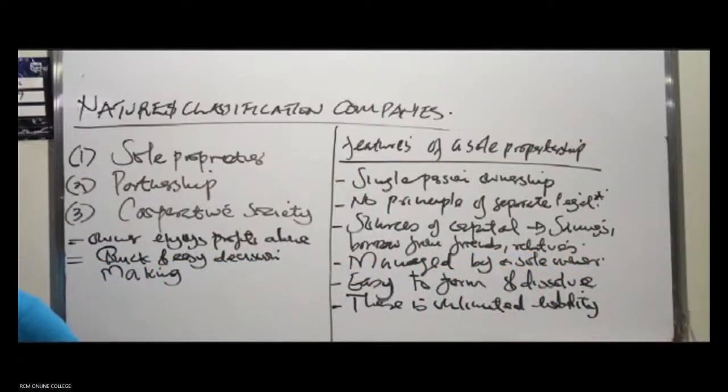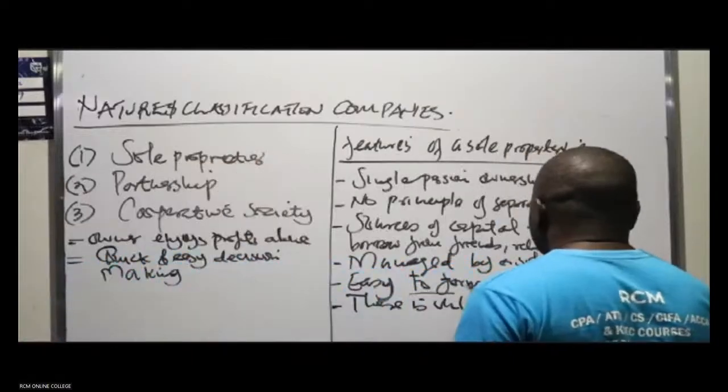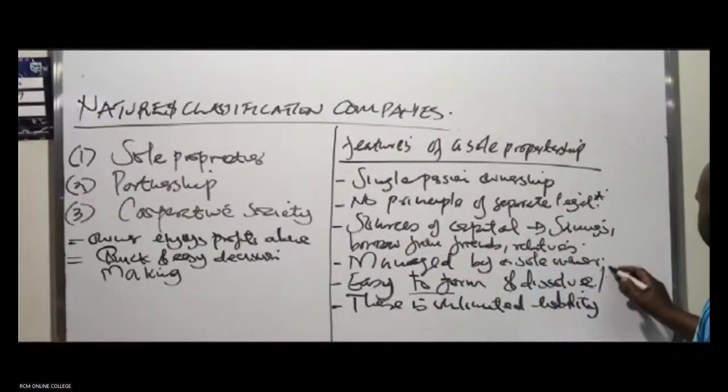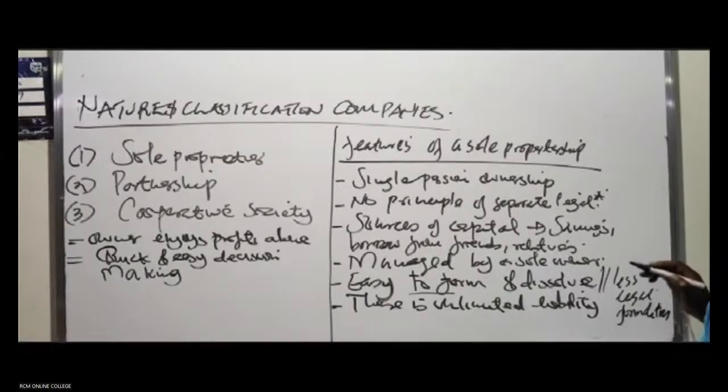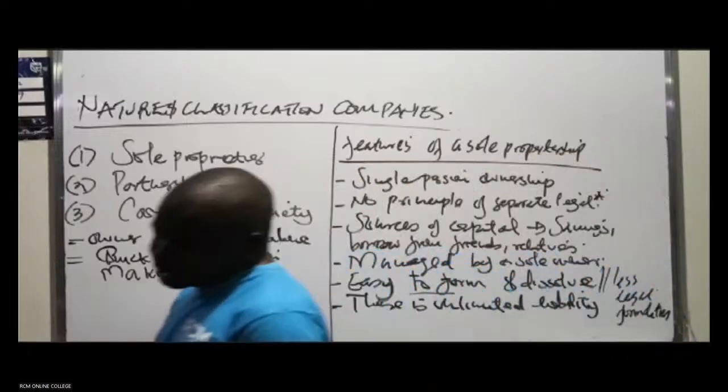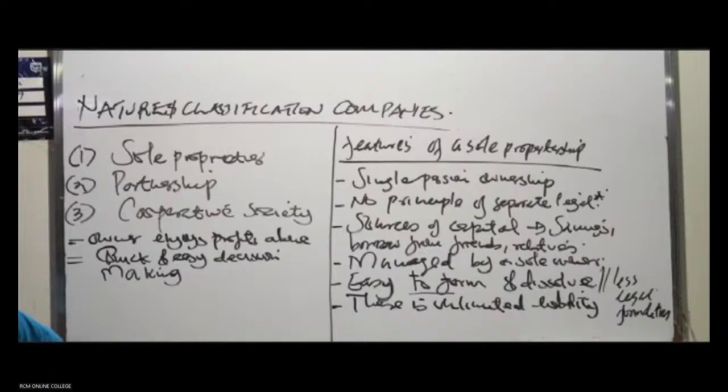What else can we say? Jasmine says less legal formalities. This one we can relate to the earlier one, so we can frame this point as less legal formalities when forming. That is very correct. Limited source of capital, we've mentioned. It can be managed by the family or the sole owner. There's no principle of separate legal entities. Those points you're mentioning are correct.